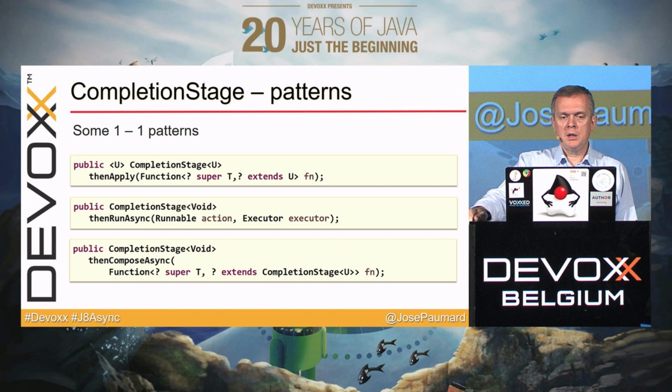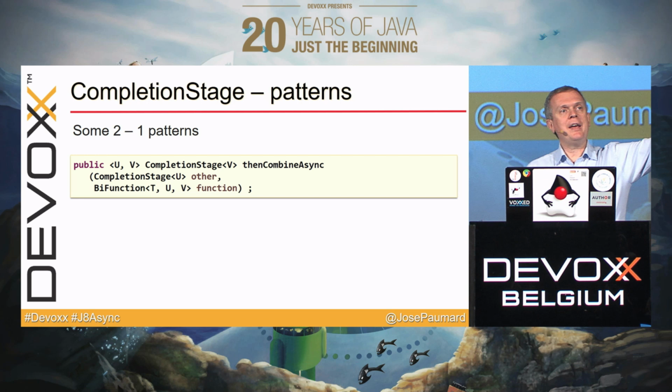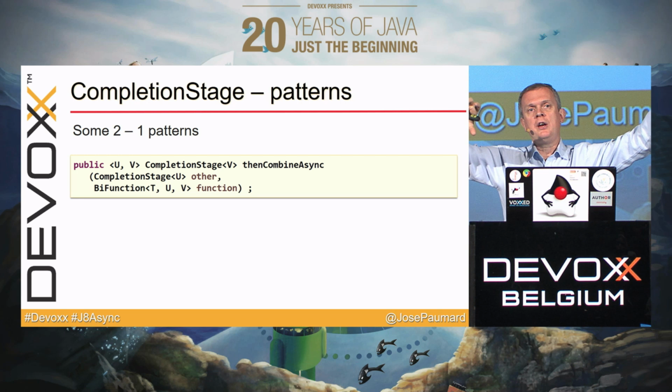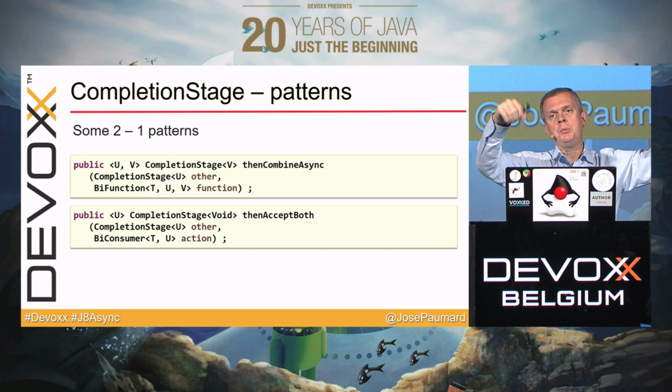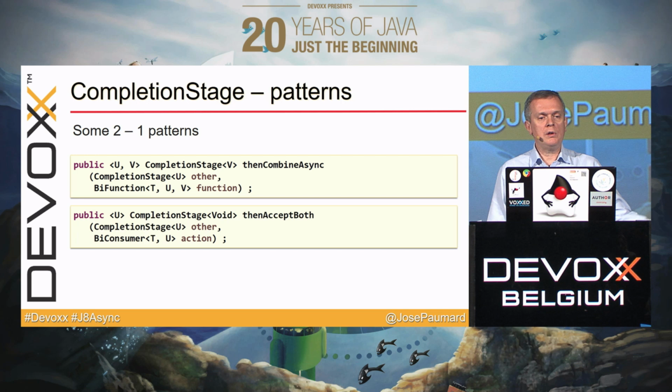That was for the 1-1 pattern. Let us see some 2-1 patterns. Then combine async. Combine is called on a completion stage and takes another completion stage as a parameter. They are both combined in a BiFunction that will generate a value from the two, the upside completion stage to the downside one. Then accept, which is basically the same thing, but instead of a BiFunction, it takes a BiConsumer. A BiConsumer does not generate any value. And if I call the both method on it, then it will take both elements generated from the upside.